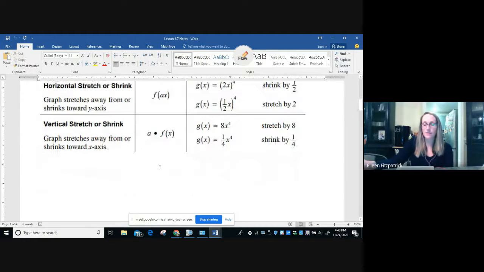If it is in front of the x, so if it's not contained in parentheses with the x, by order of operations you would evaluate the x to the fourth first and then multiply by 8 in this situation. That is going to be a vertical stretch or shrink. So in this case, it would be a vertical stretch of 8. Here we have a vertical shrink of 1/4.